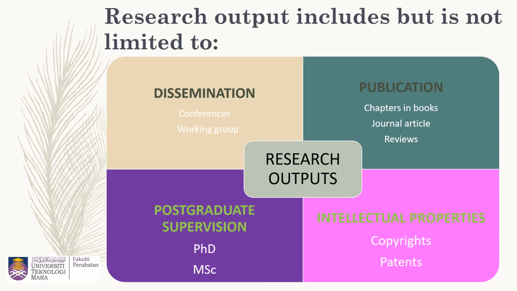This slide summarizes the possible research outcomes. The research output includes, but is not limited to, the following: dissemination of knowledge generated from the research during conferences or working groups, through publications, intellectual properties such as copyrights or patents, and postgraduate trainings. The minimum number of outputs should match those that have been declared in your proposal and accepted by the grant provider. Any additional outputs generated will be a bonus to the research.